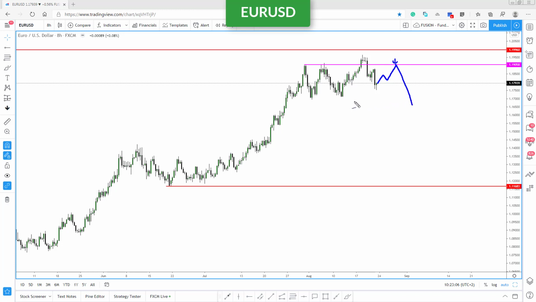I'm not really sure how far this is going to go. This might just be a bit of a correction before heading higher, or it could be a bigger move, but ideally this is what I'll be looking for.